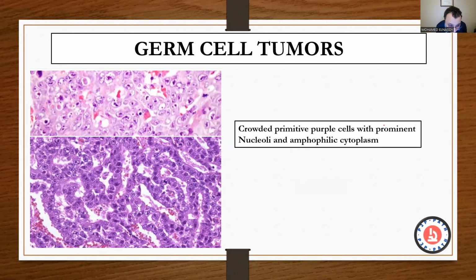Another entity which looks really disorganized is having this, I always say, columns. See, the cells are kind of arranged like worms or like columns. You have this characteristic column or worm-like arrangement.